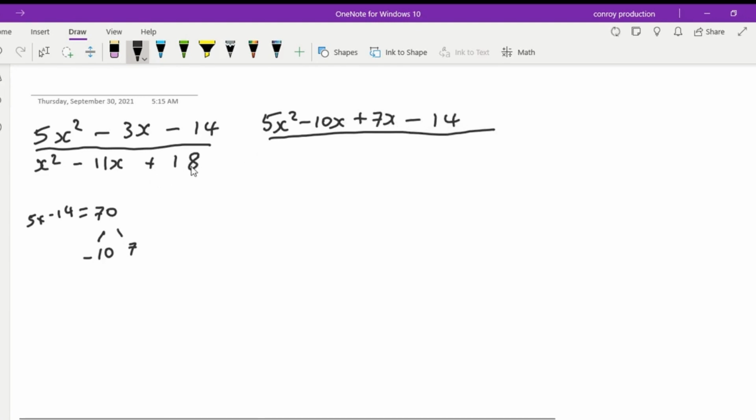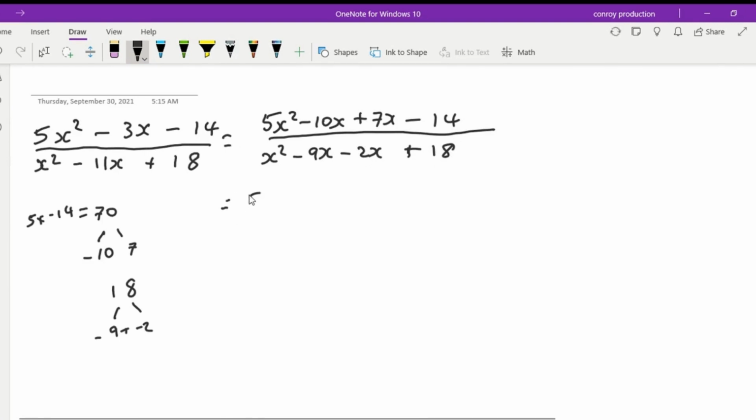And for our denominator, we know that's 18. So 2 factors of 18 that when added will give us negative 11, and when multiplied will give us 18. So we know that's negative 9 and negative 2. So then we will have x squared minus 9x minus 2x plus 18. Now we are going to factor out a 5x.